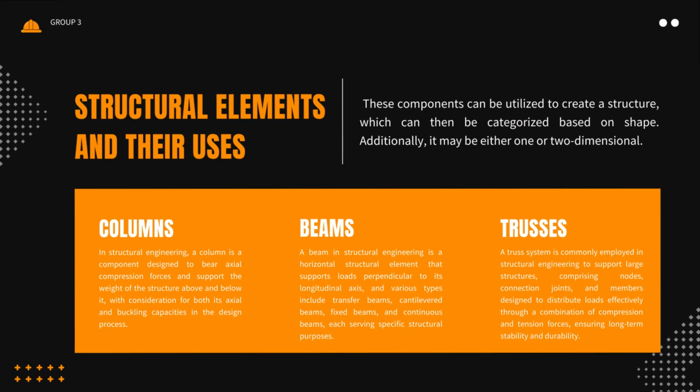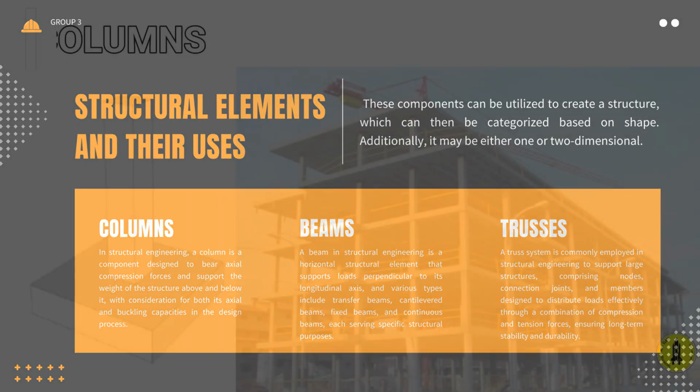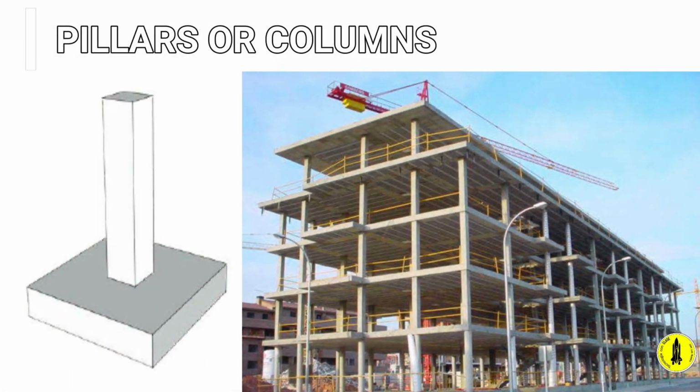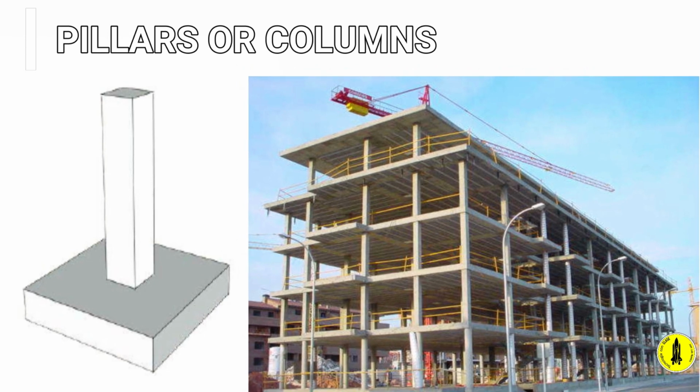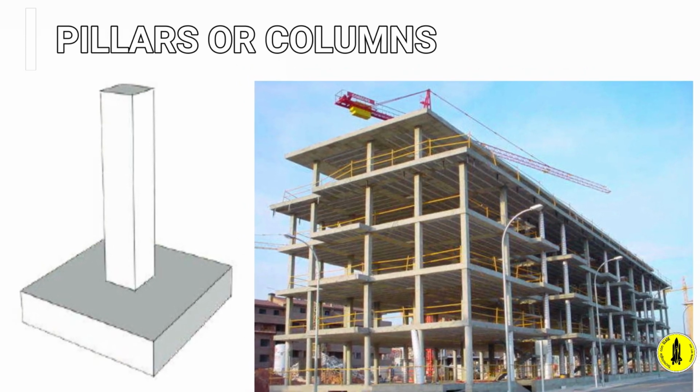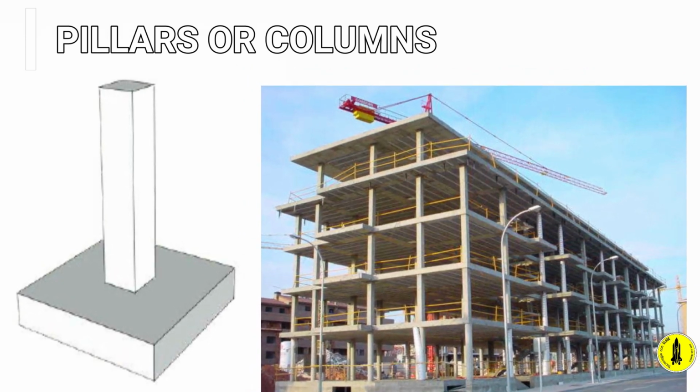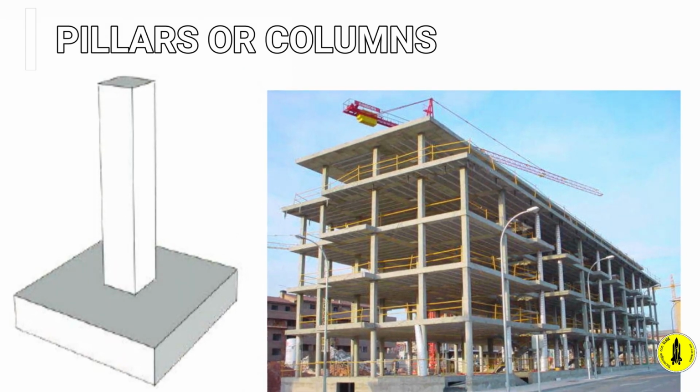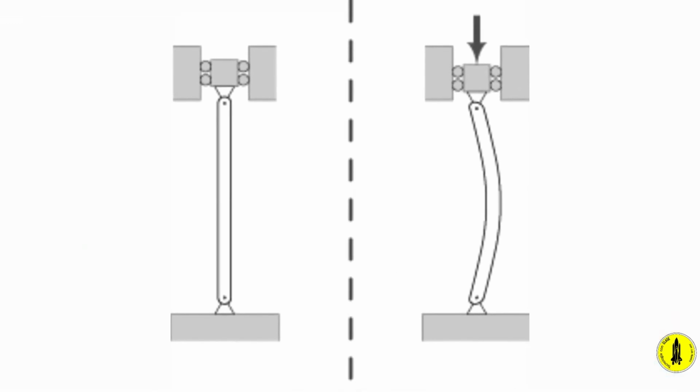The first element is columns. A column is a component used in structural engineering that solely carries out axial force or compression while supporting the weight of the structure above it on the structure beneath it. The axial and buckling capacities of the element below should be considered while designing a column.